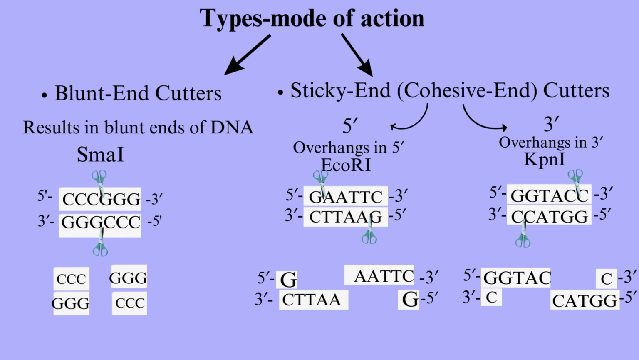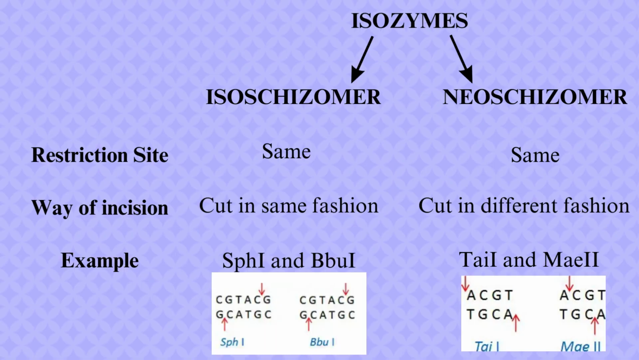And the next type is sticky end cutters, also known as cohesive end cutters. These enzymes cut DNA strands at staggered positions within or near their recognition sequence, and that results in overhanging ends known as sticky ends. These overhangs can be either 5' or 3' overhangs depending on where the enzyme cuts. For example, EcoR1 leads to an overhang in the 5' end and KpnI cuts between C and C and produces an overhang in the 3' end.